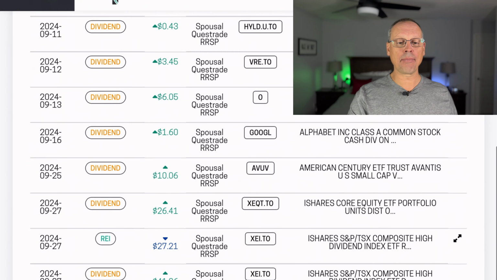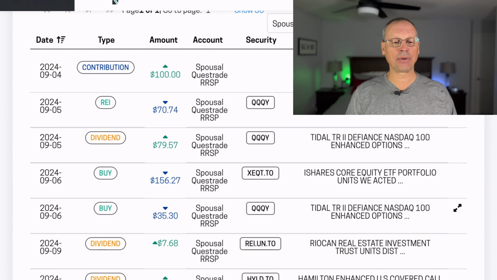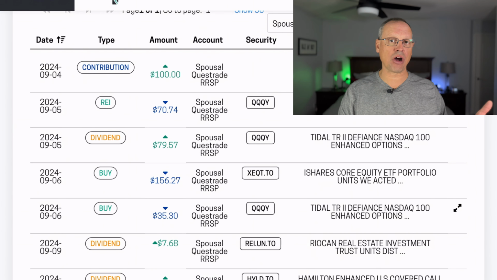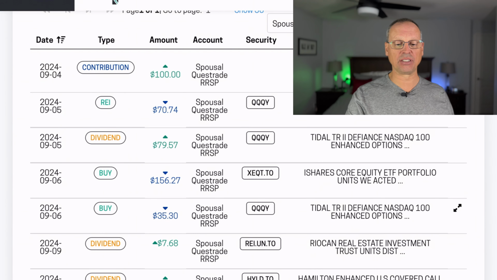Great position to hold. AVUV paid out $10.06, and XEQT at $26.41. Now, when you lump all that back together, looking back up here, you can see I bought 1 share of XEQT, and I bought 1 share of QQQY on top of the reinvestment that had already been done.